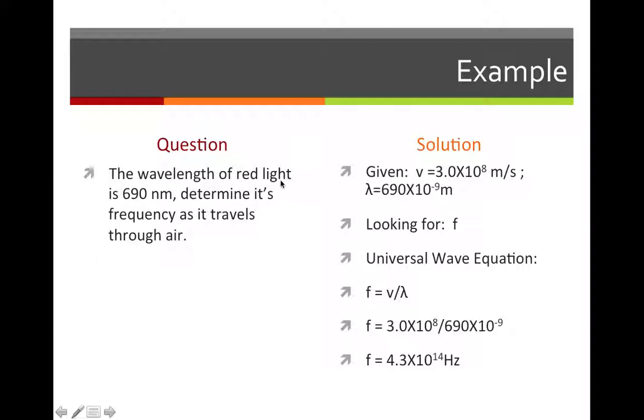This one's just saying the wavelength of red light is this, determine its frequency. So actually this is really simple because this is just going back to the universal wave equation. I'm not even using Young's. So you use V as the speed of light, use the wavelength of red light, and there you go. And it should be a huge number, because remember, that's how many times per second the wave goes back and forth, one full wave. It's going to be super fast. It's light.